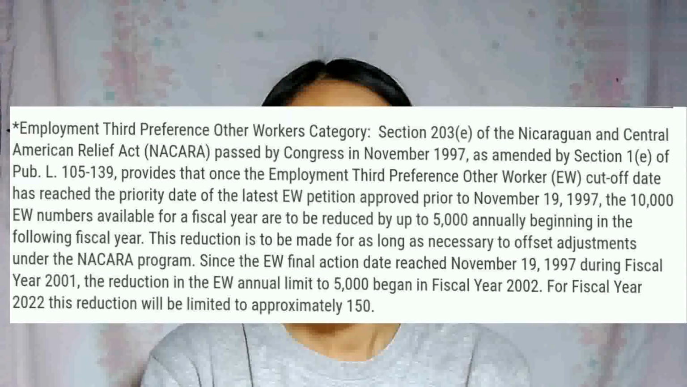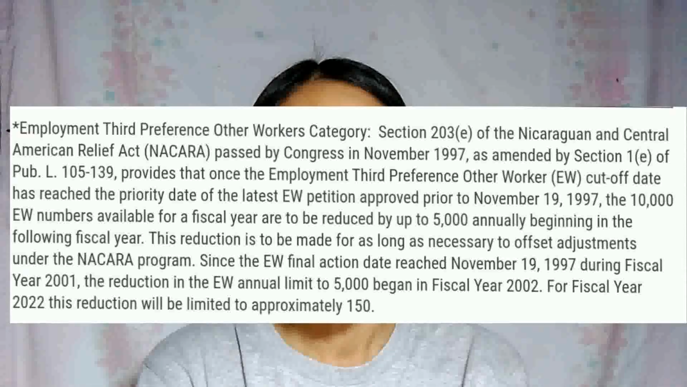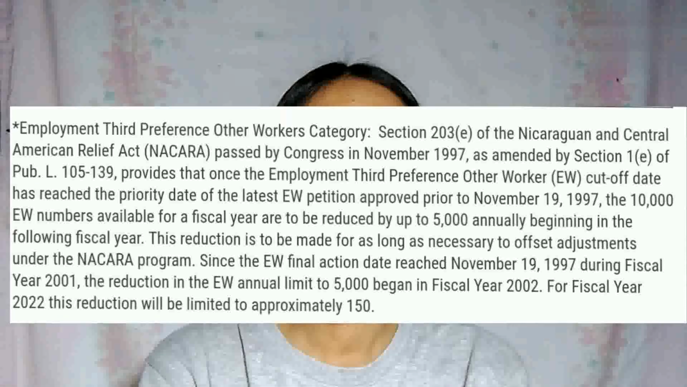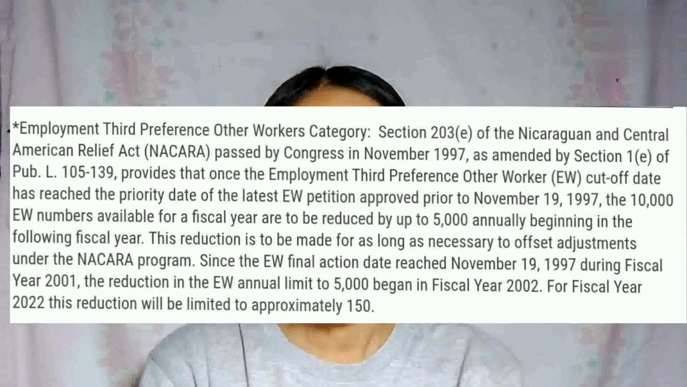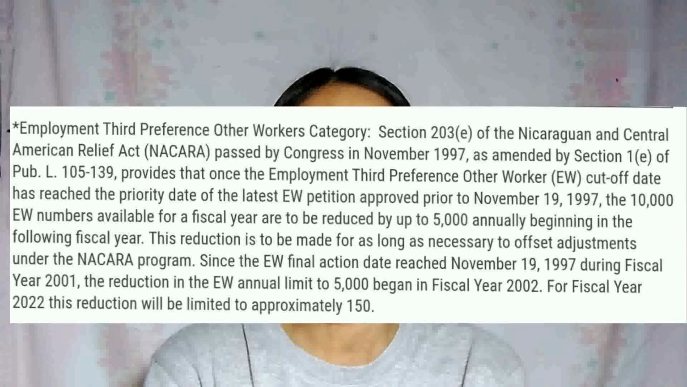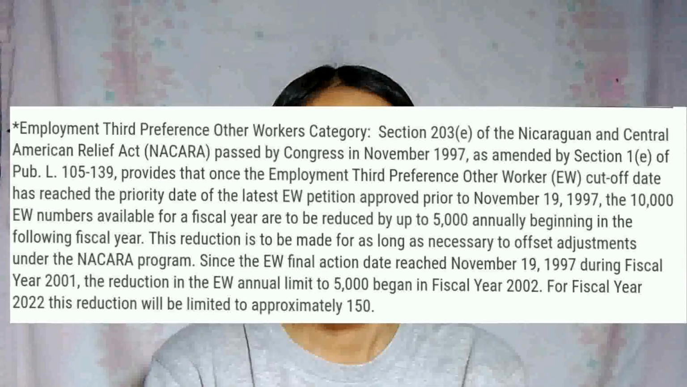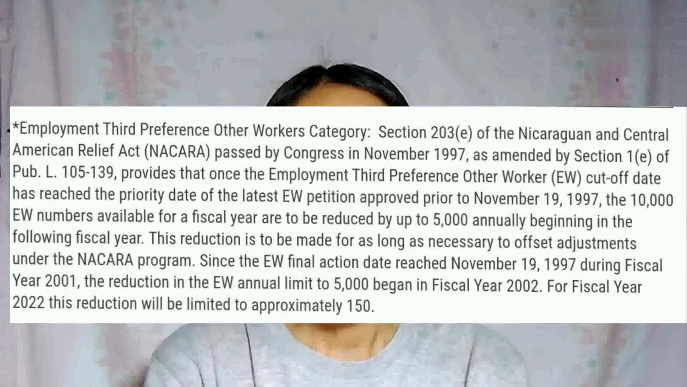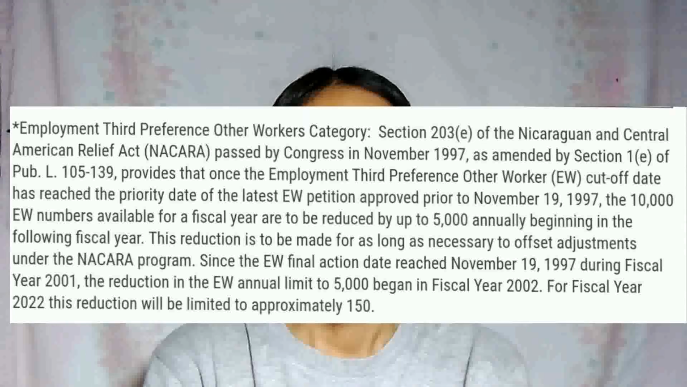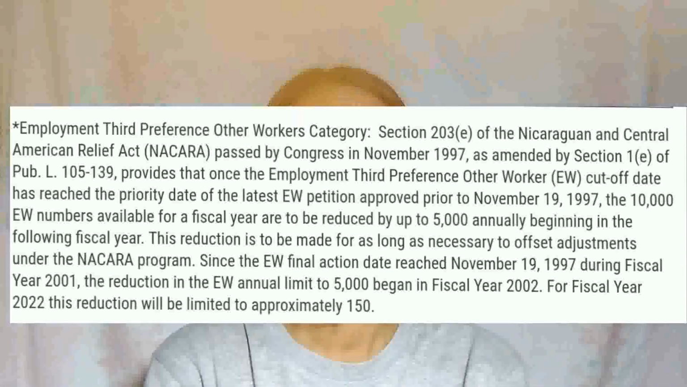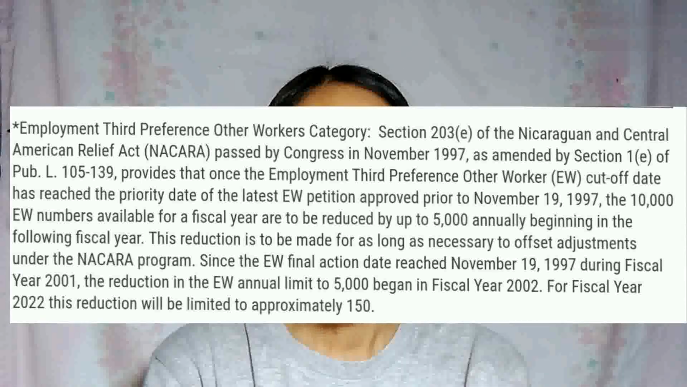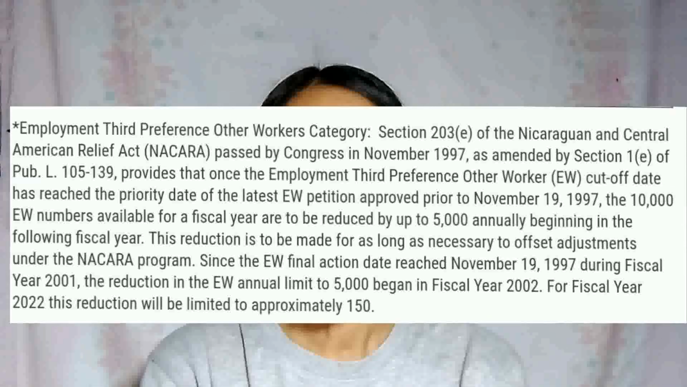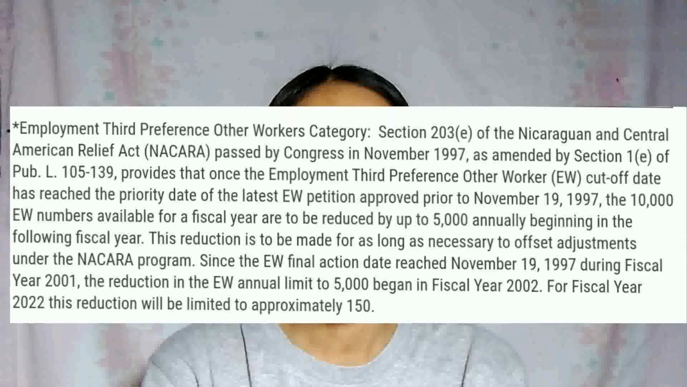The 10,000 EW numbers available for a fiscal year are to be reduced by up to 5,000 annually beginning in the following fiscal year. This reduction is to be made for as long as necessary to offset adjustments under the NACARA program. Since the EW final action date reached November 19, 1997 during fiscal year 2001, the reduction in the EW annual limit to 5,000 began in fiscal year 2002. For fiscal year 2022, this reduction will be limited to approximately 150.